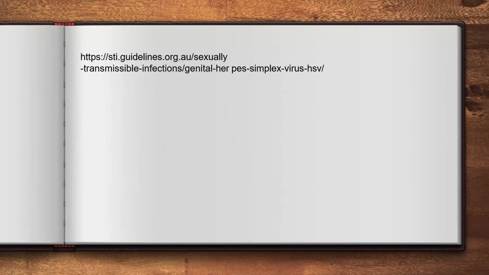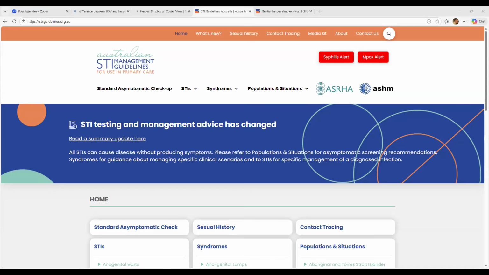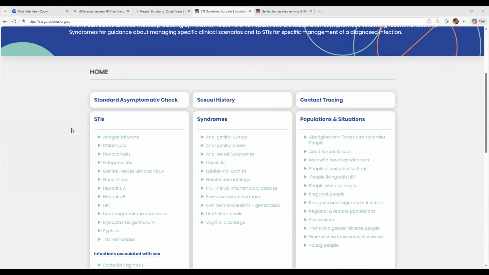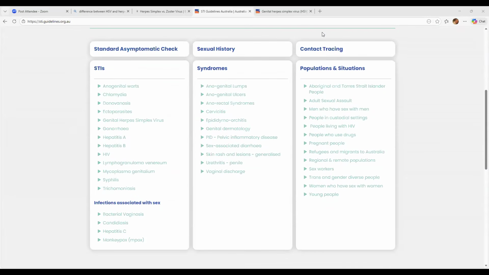So let me just share my screen with you guys to show you how the STI guideline will look. So this is the Australian STI management guidelines for use in primary care, but everyone uses it. It's very important for use in general practice. The dermatology department also uses it. And then there are sexually transmitted infection clinics. They use that for managing the patients as well. Now, if you go through the STIs, there are different STIs mentioned over here. There are different syndromes which are associated. For different populations, when they present with symptoms from either STIs or syndromes, it tells you what to do with them. Okay? Is it clear, everyone?